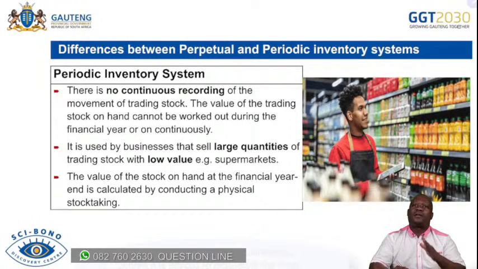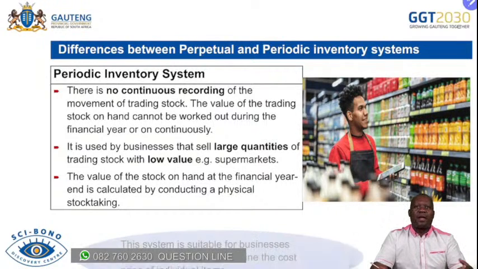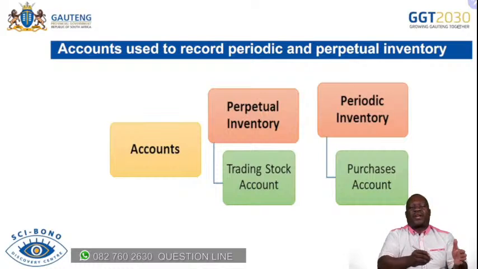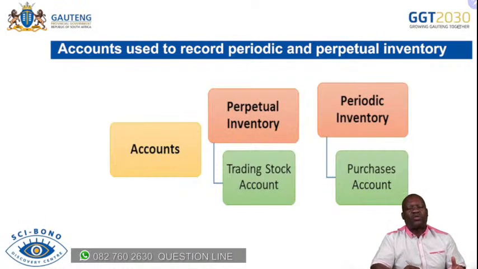Please take note: periodic means a physical stock count after a period. Perpetual means continuously calculating or updating our stocks. When it comes to these two methods, you are going to see that we also have records for stock differently. We are going to record our stocks in different ways.